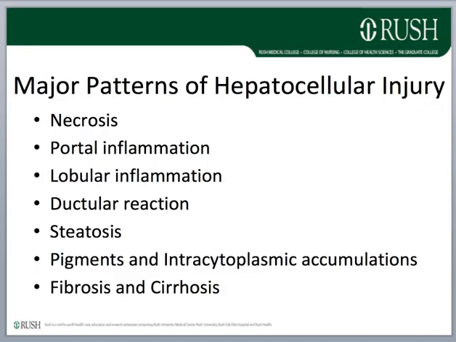So with that background, we can now talk about some of the major patterns of hepatocellular injury that we'll study in more detail with regard to specific disease entities. The major patterns are necrosis, inflammation, which can be localized to portal or lobular areas, a phenomenon called ductular reaction, steatosis, which is the accumulation of lipid, pigments and other intracytoplasmic accumulations, and then finally fibrosis and cirrhosis. So let's talk about these in a little bit more detail.